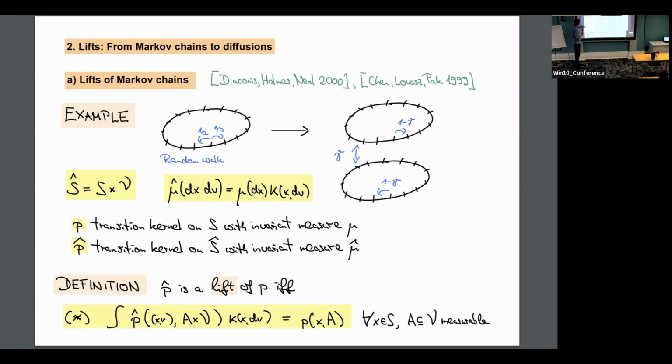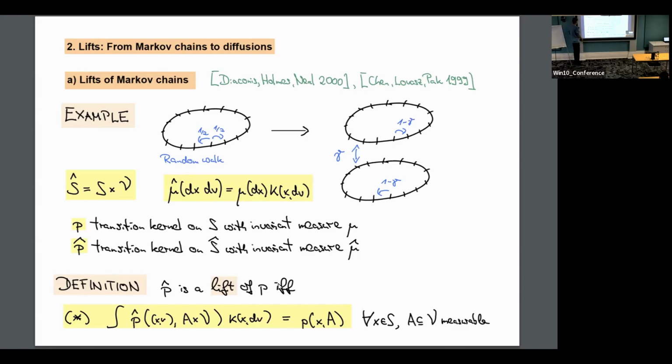Okay, so more generally, we can look at the following. We have a state space S hat, which is a product space, S times another space V. So V is our space of velocities. And then you have a measure on S hat, which can be a product measure, but can also be something which depends in the second component on the first. So in the first component, it's our measure mu that we're interested in. And then you have some kernel going to the second velocity component.